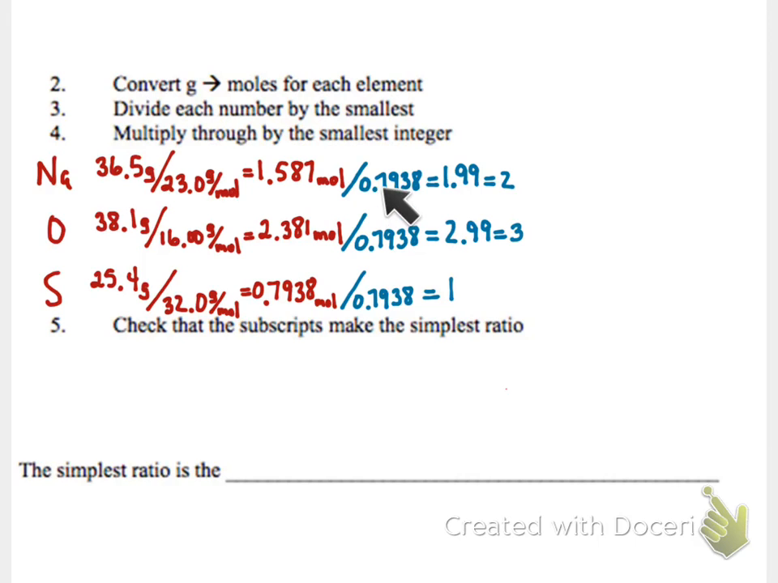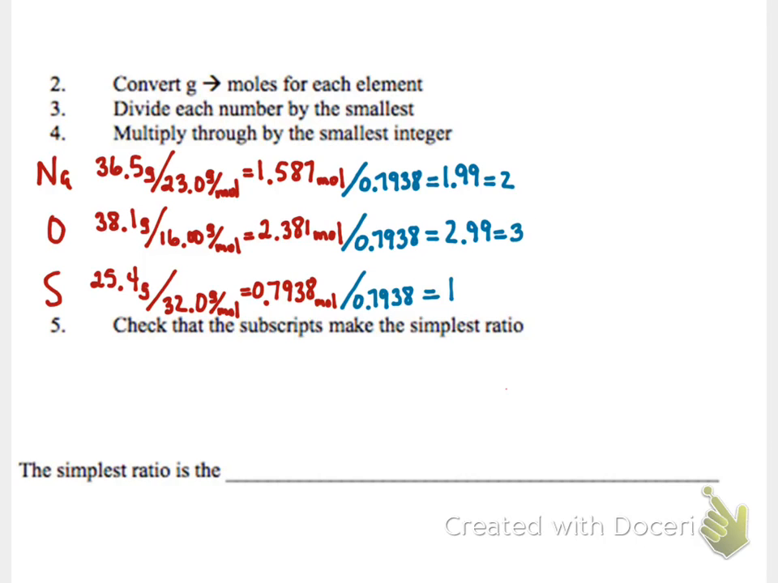Okay, so we've divided each of our moles by 0.7938, which means that sulfur is going to be 1 because it's divided by itself. The other two, I get 1.99, which is super close to 2, rounds to 2. And I get 2.99, which is really close to 3, and that rounds to 3. You can round the numbers if they are really close to whole numbers. If they're not really close, you cannot round them. You might have to do more adjustment.